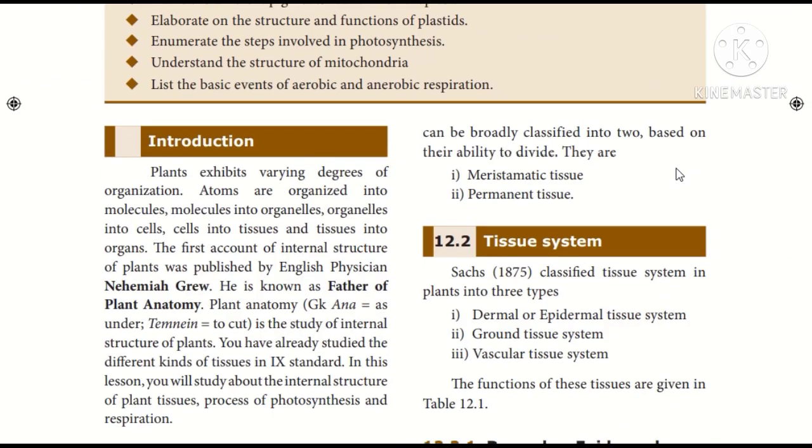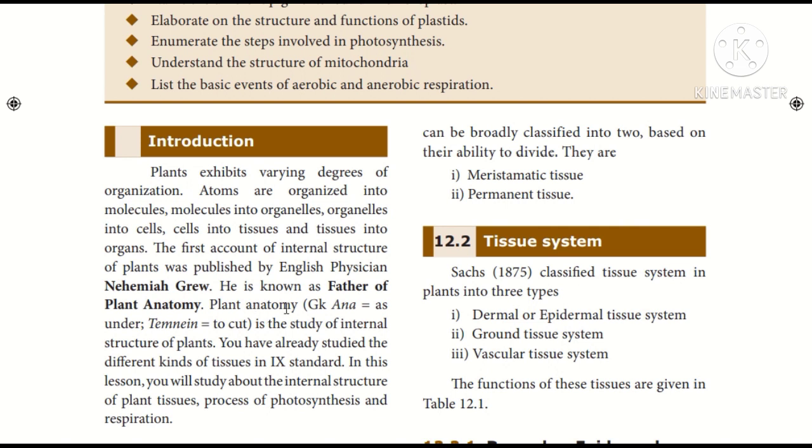In the first page, this lesson starts with an introduction. Plant anatomy is the branch of biological science that deals with the study of the internal structure or internal organization of a plant. Anatomy is the common term we use in botany and zoology. Plant anatomy deals with the internal structure of plants, and human anatomy deals with the internal structure of the human being. But here we are going to discuss only plant anatomy.